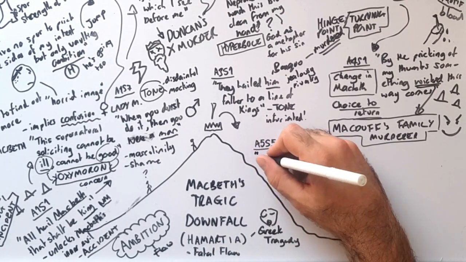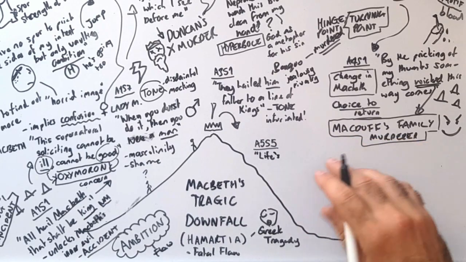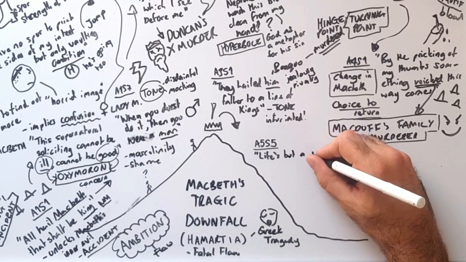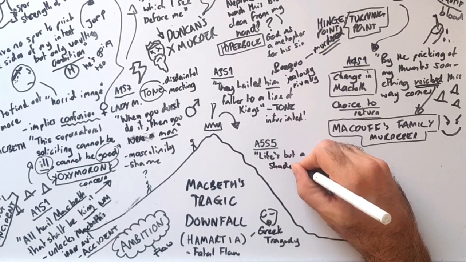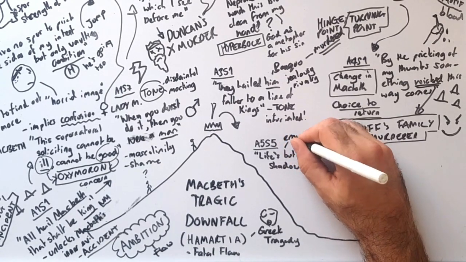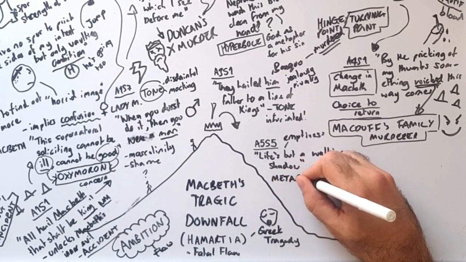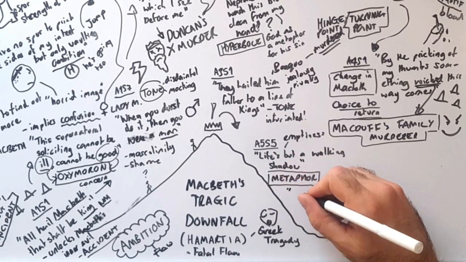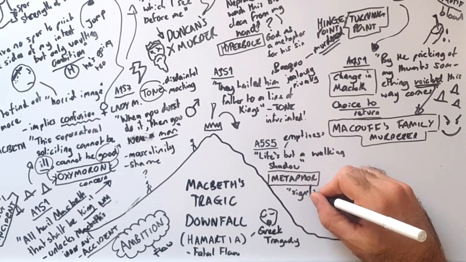And, of course, we have this desperate soliloquy made by Macbeth, where he utters "life's but a walking shadow." I quite like to analyse this as a connection to emptiness. It is, of course, a metaphor. So he's comparing life to a shadow. And he ends up saying it is signifying nothing.